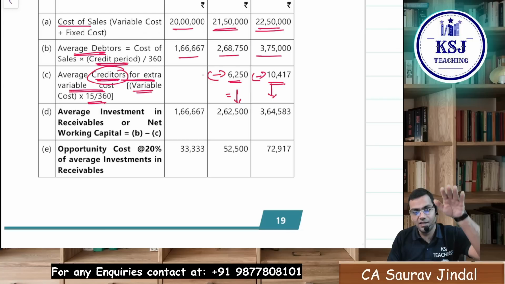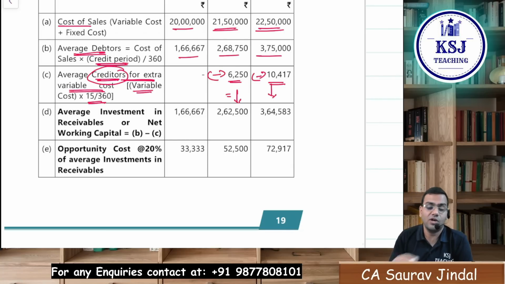Your debtors in average debtors will reduce. Your investment in the debtors will reduce because you are getting extra credit period from there. You don't have to make payment. You have not made payment yet. So it will reduce your investment. Investment is what? Investment is when you have made the payment. But here you are getting 15 days extra. So for 15 days you have not made that investment. That will reduce your investment here.